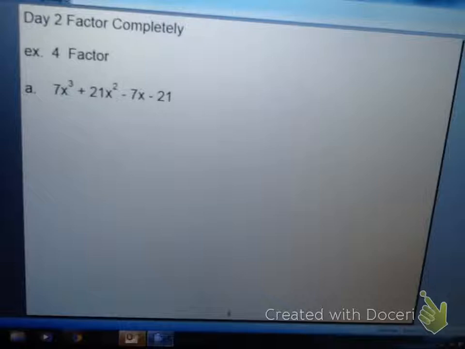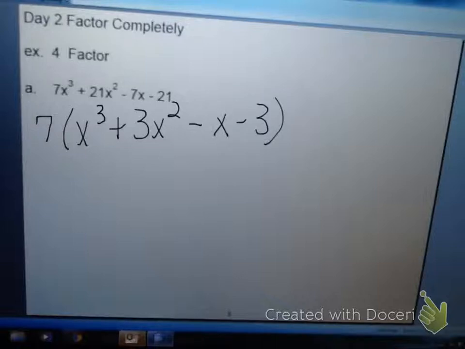Okay, factor by grouping. Again, the very first thing you need to do is factor out a GCF. I have a 7. So it gets x cubed plus 3x squared minus x minus 3. Now, this polynomial is a 4-term polynomial. How do you factor a 4-term polynomial? You factor by grouping. Now, here's where it gets a little complicated.